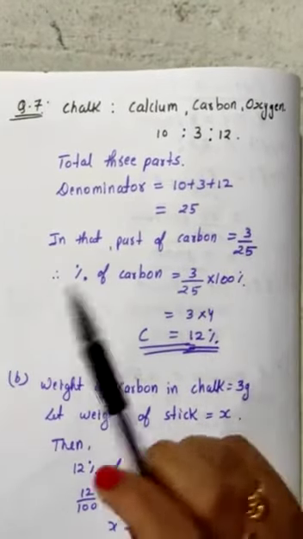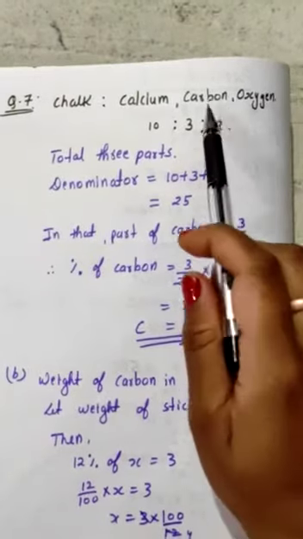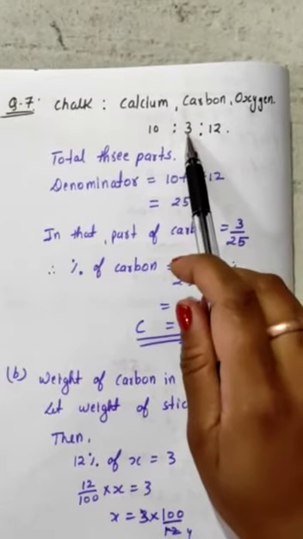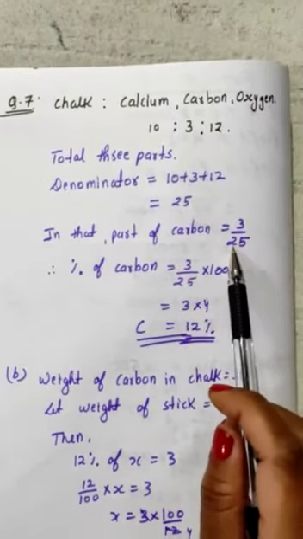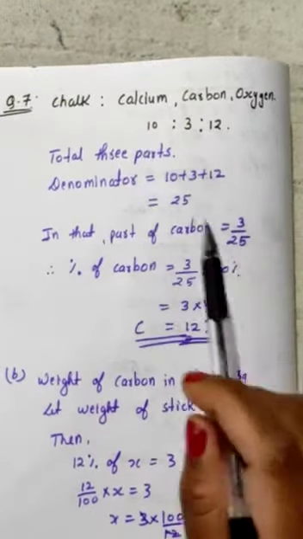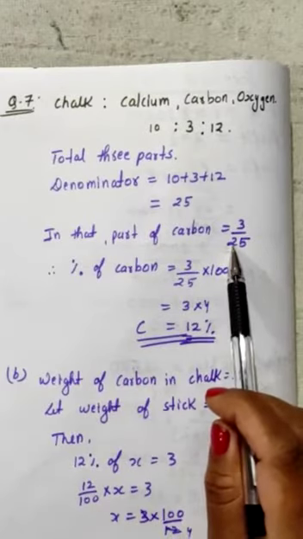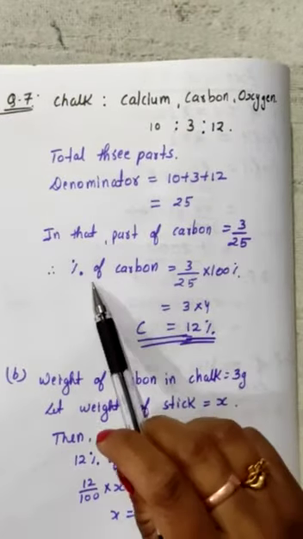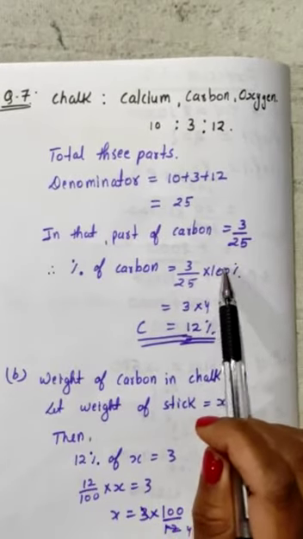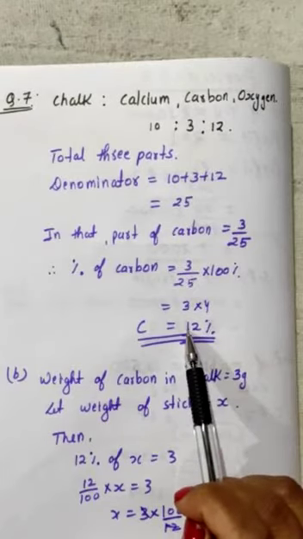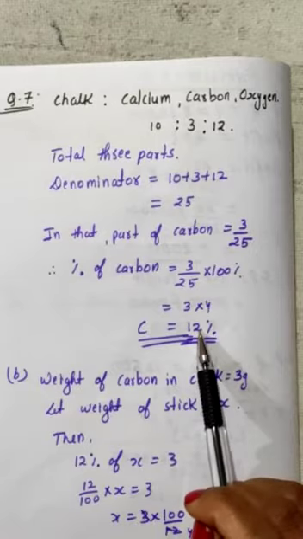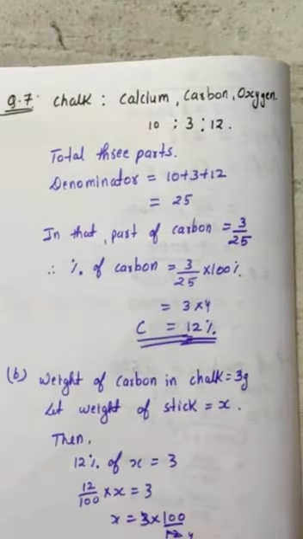Now the question asked is, what is the percentage of carbon in this chalk? Only carbon is asked, so we'll not calculate for each part, we'll just calculate for carbon. The part of carbon will be 3, because you can see carbon is 3 parts, and upon 25, the total parts when you add them. So 3 upon 25 is the part of carbon. Now to calculate the percentage of carbon, just multiply it by 100. 25 4s are 100 and 4 3s are 12. That means in a stick of chalk, carbon is present at 12%.